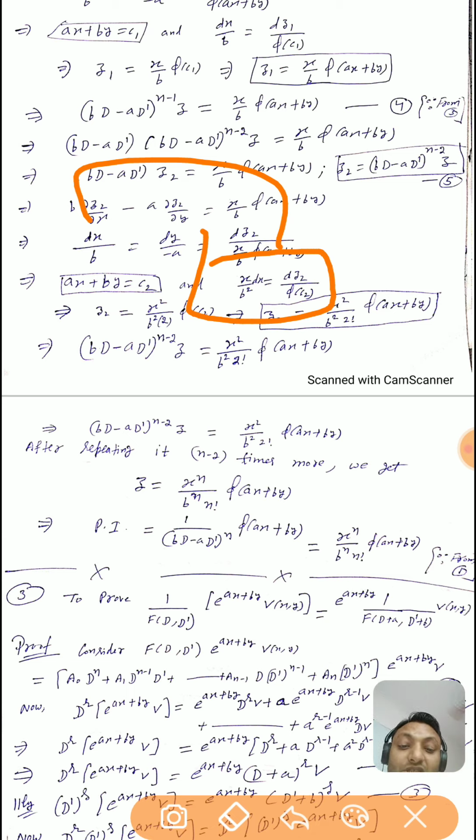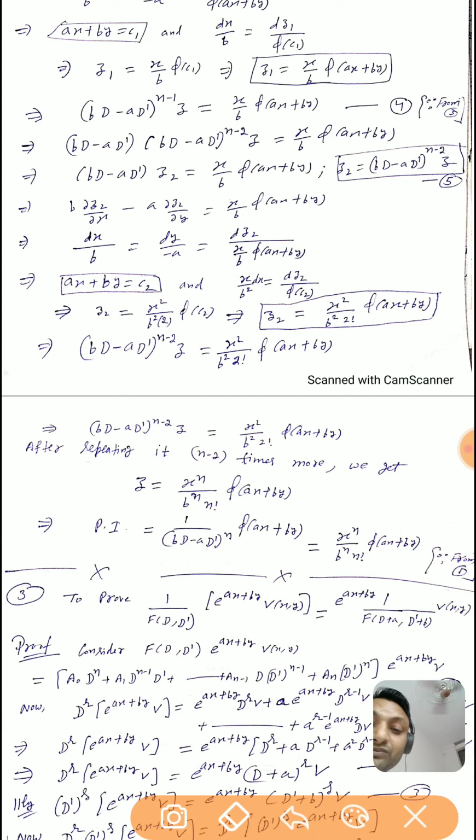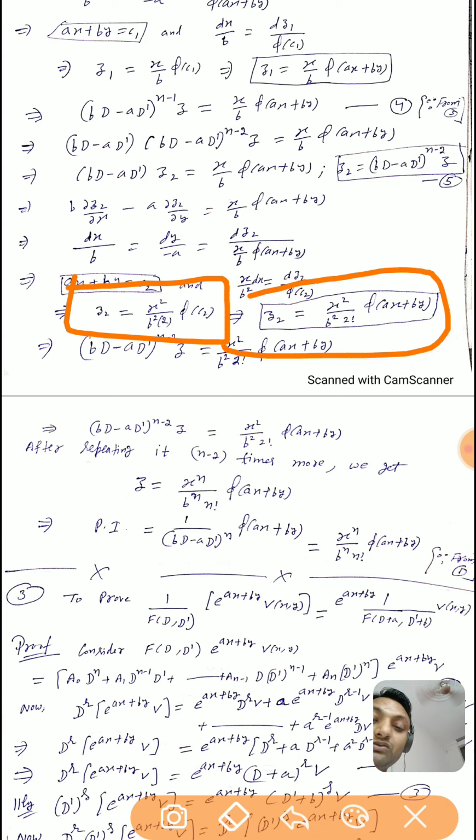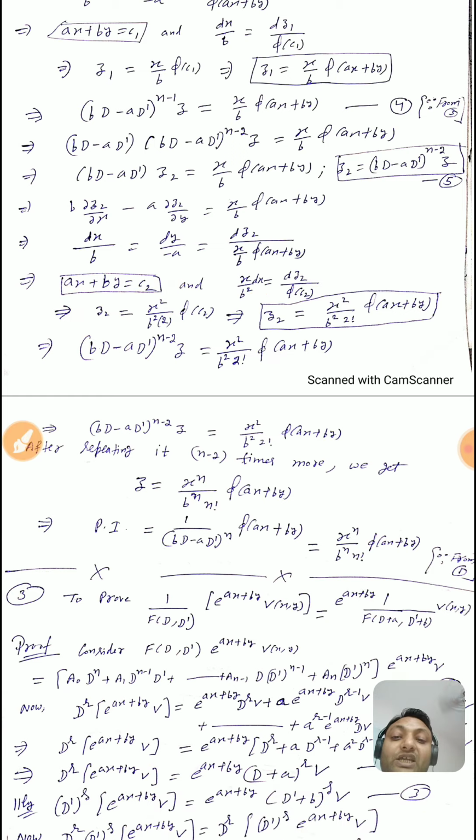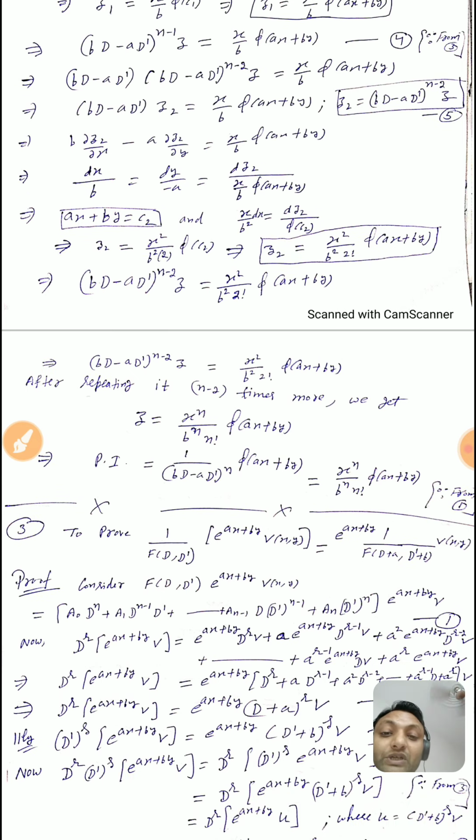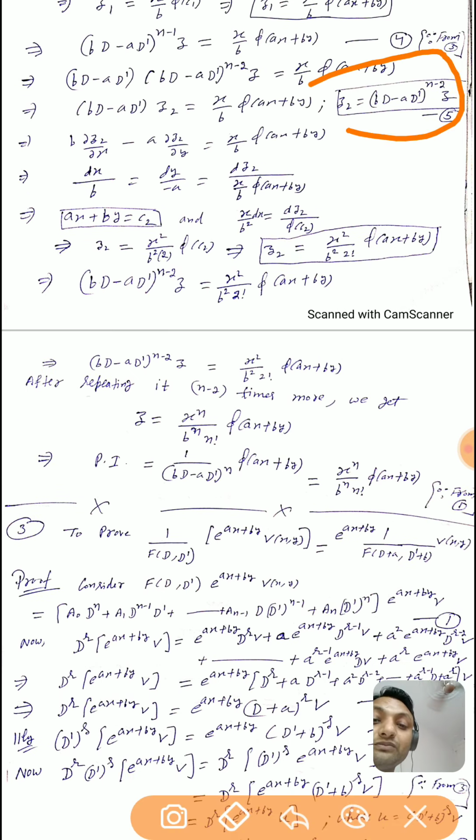And further solving this equation, we get this one. Again we will not add any constant here, because if we add a constant, that will give us the general solution, not the particular integral. We need to find the particular integral only, and therefore z2 finally will be equal to x square upon b square into 2 factorial phi of AX plus BY. So substituting the value of z2, we get finally this equation.